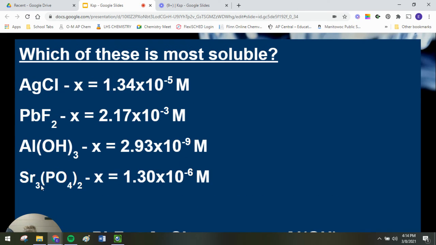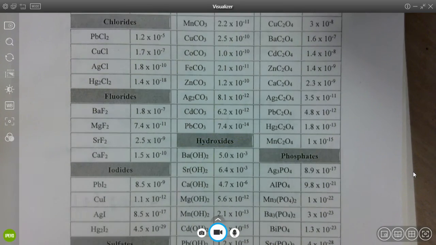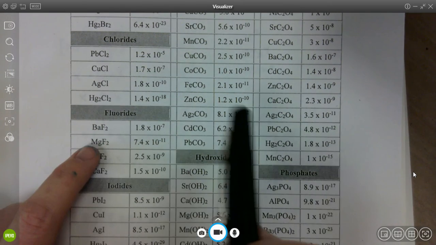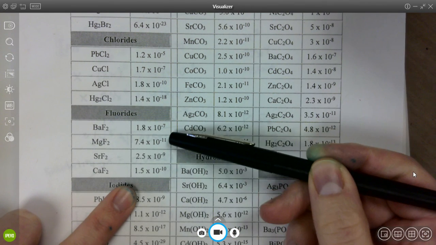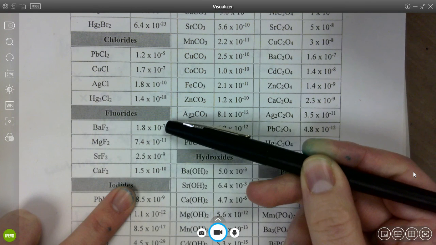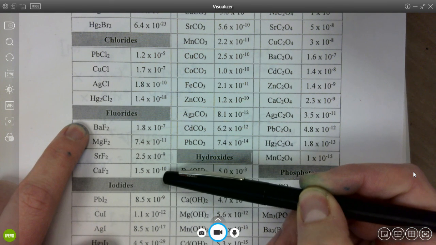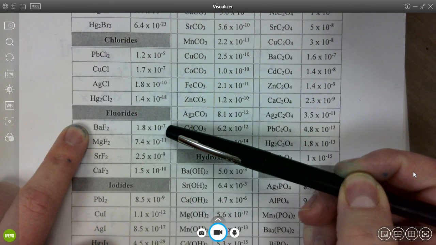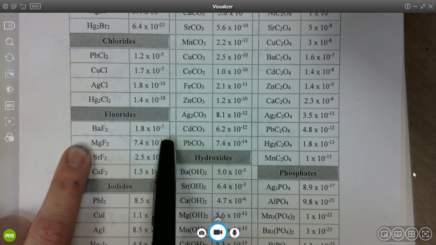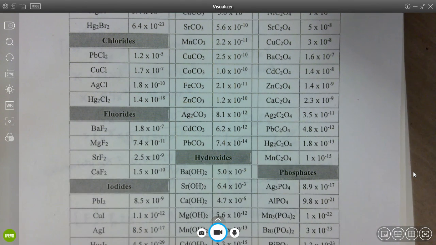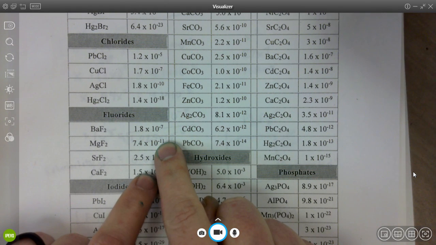So what I was saying about the list here that I have, I thought I would show it to you guys. If you see how I have barium fluoride, magnesium fluoride, strontium, and calcium, and I look at my Ksp values, all of these I can compare right away. And I can automatically say that the barium fluoride is the most soluble because it's got the biggest Ksp value. And in this case, the magnesium fluoride is the least soluble because it has the lowest Ksp value. It's kind of weird to think about. You've got to remember the negative exponent is the smaller number. So the more negative it is, the smaller it is.